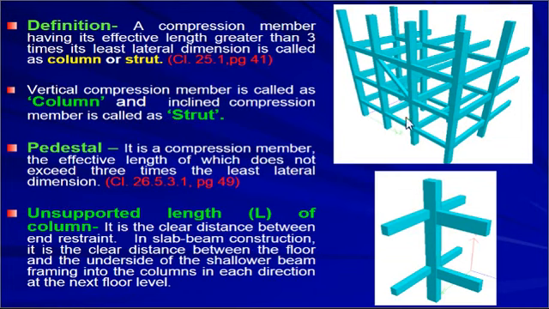So let's see this diagram. Here, whatever vertical compression members are given, these are called columns, and this is the one inclined member which is provided here from this corner to this corner. So it is called a strut.